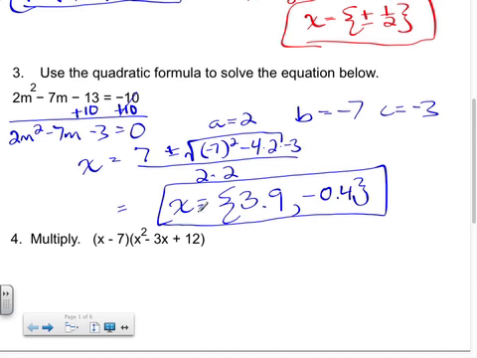Do you know the song yet? All you have to do is know the song. B plus or minus the square root of b squared minus 4ac all over 2. You know what I should have done this morning as we came into class? I should have played the song. I don't have it queued up anymore.